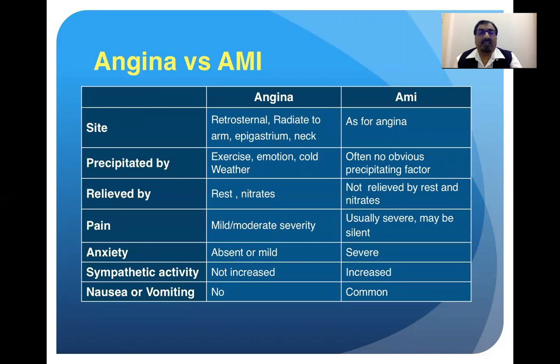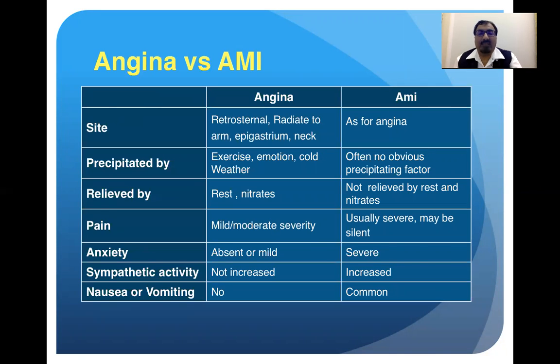The angina is more precipitated by exercise, emotions, cold weather sometimes. Often in MI, there is no obvious precipitating factor. Angina is relieved by rest or by nitrates, whereas MI is not relieved by any of these nitrates. Sometimes it persists. Pain is mild to moderate in angina, which is more severe in acute MI.